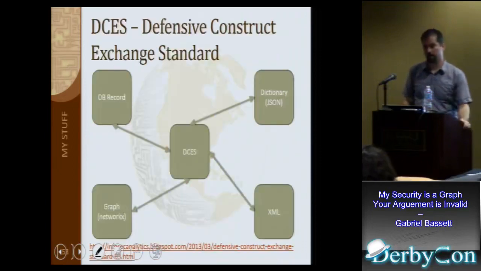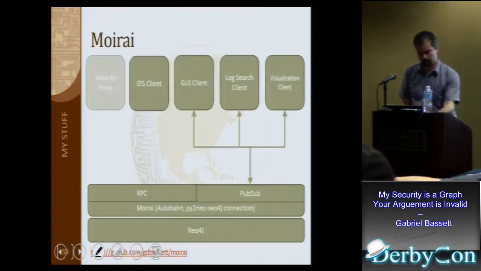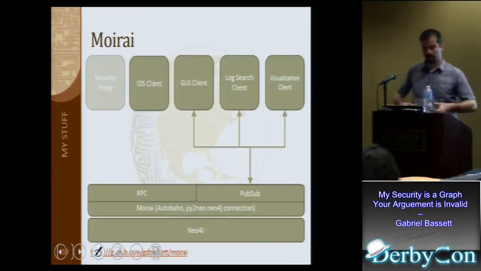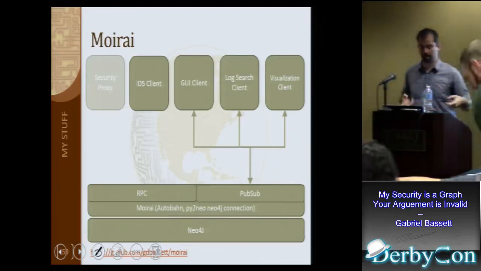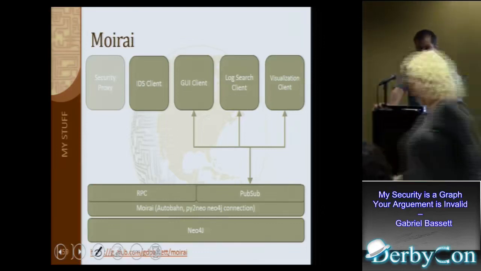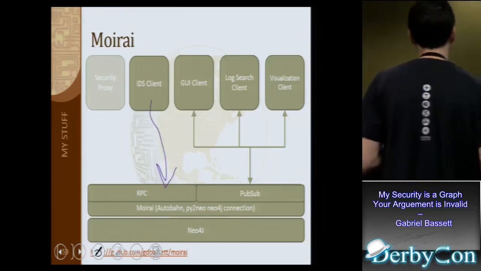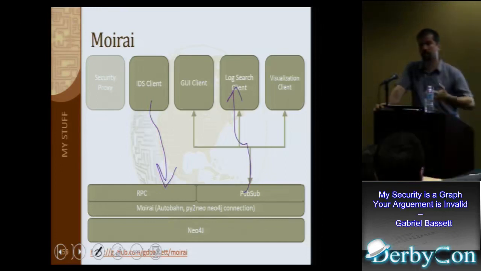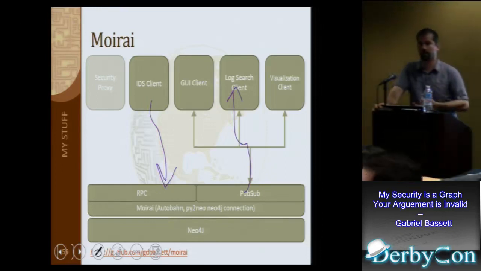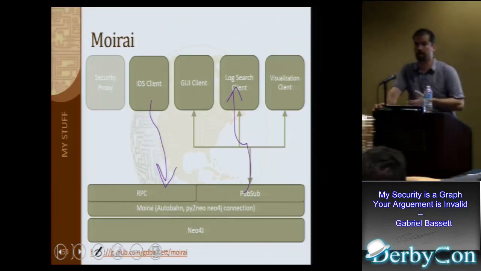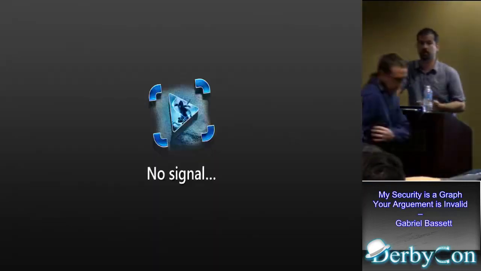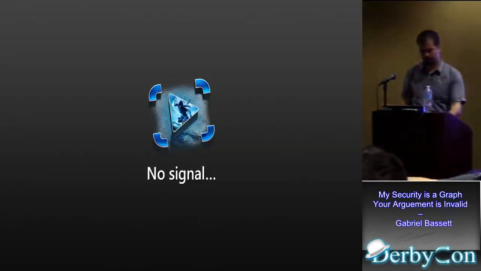We talked about data sharing. So one of the things I'm working on is building out some modules to translate between JSON and XML and stuff so that you can get data in and out of your graph. Now, one of the cooler things I'm doing is called Moray. What I've done is I've taken my graph database and put a PubSub on the front of it. So you have an IDS client and it sees an event, and it passes it in and it gets sent out over the PubSub, say to the log searching client. The log search client gets that, says, hey, I see records in here, I see IPs and things that I can go look in my logs for. And it goes in and finds all the logs on your Apache server that are related to it. Oh, I made it so far without that happening.